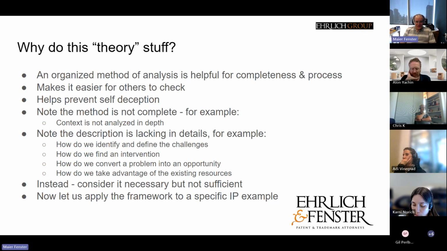Everything I'm showing you now is not complete. It's not a complete way of building a strategy. I definitely didn't give you a lot of details that you need in order to build a strategy. But I think if you use this framework, you will definitely have a better strategy for the company and for IP. So let's talk about IP.